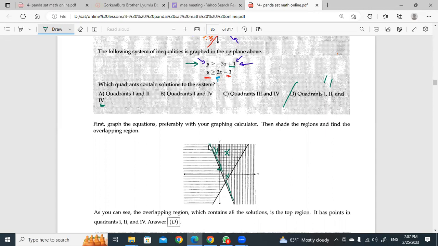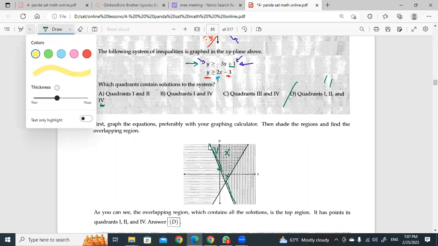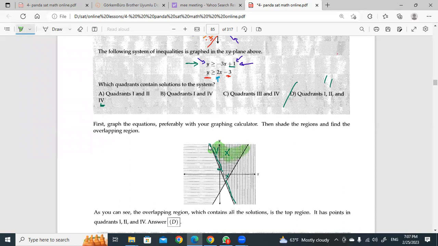What is the meaning of y greater than? It means all the region above the line, not below the line. Right? Okay. So all of this region will be included with me, for the first one, okay?